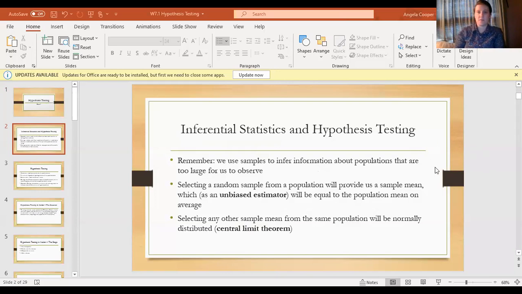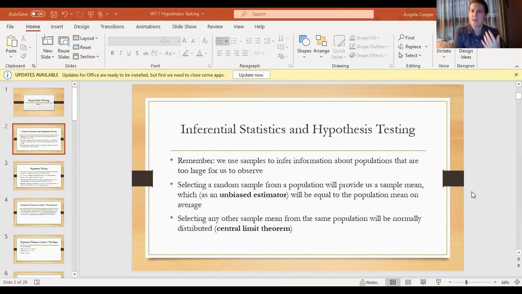So here's where we really start to kick it into high gear, or at least statistical gear. We use samples, just as a reminder, to infer information about the population that's too large for us to observe. So we can have a sample of 100, of 50, of 40, of whatever, and our population could be millions of people. We use that sample to make observations about what we think is true for the population.